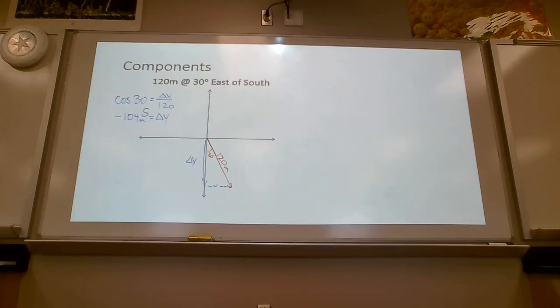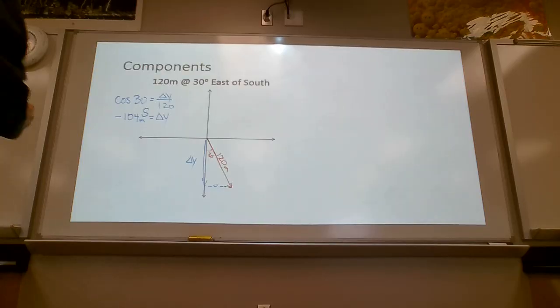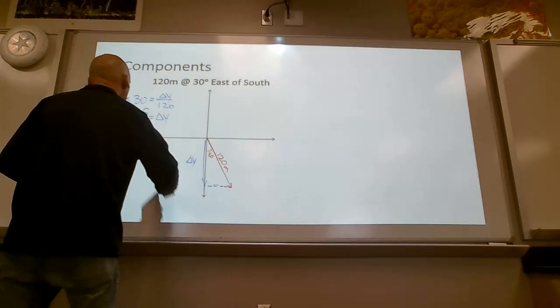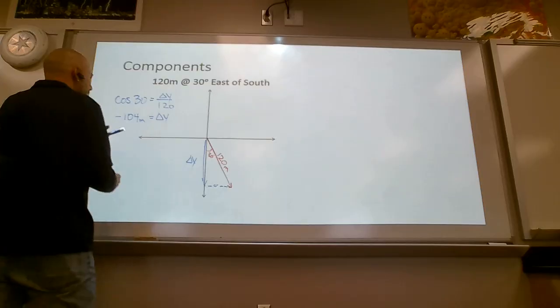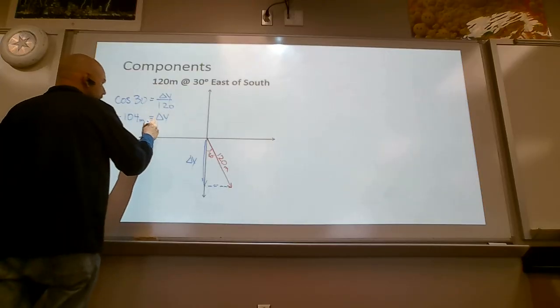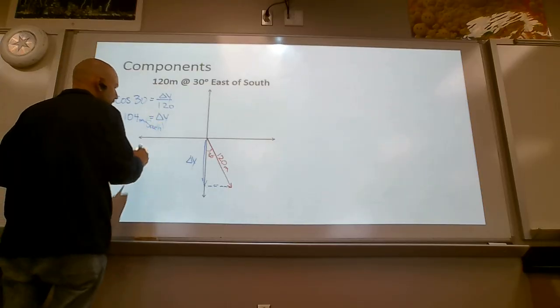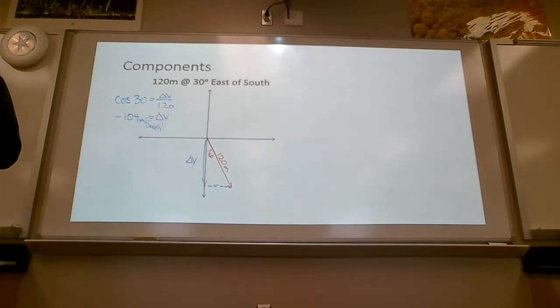Is it like S exponent? Or like, what did you say? Sorry, it's just, typically it's going to be negative 104. You could say south, just write the word. Like as an exponent or just like? No, afterwards, I just ran out of room.